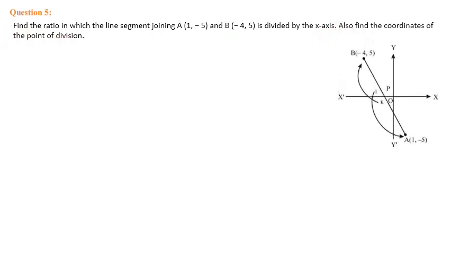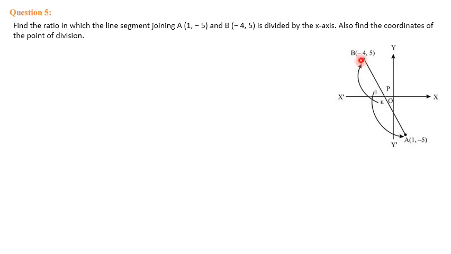Visualization of this question: A(1, -5) is in the fourth quadrant and B(-4, 5) is in the second quadrant. I have drawn the original diagram, but you can simply draw a straight line and plot the points. It's only for calculation purposes, drawing the diagram is not an important matter, so you can use any way.